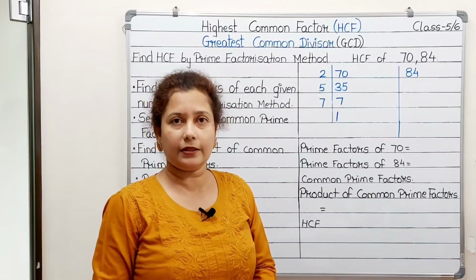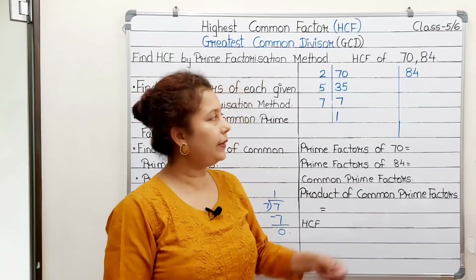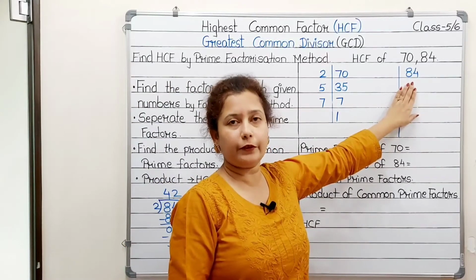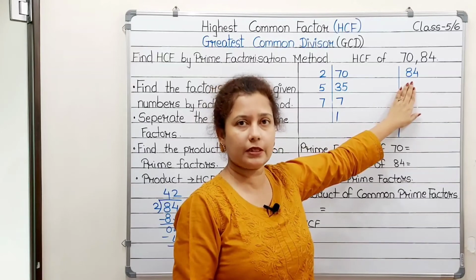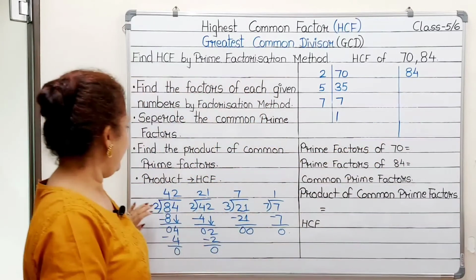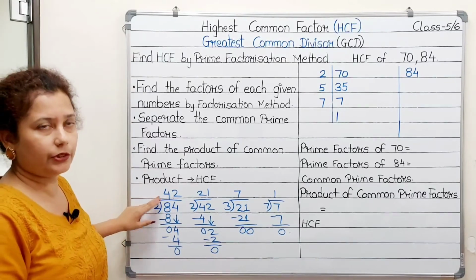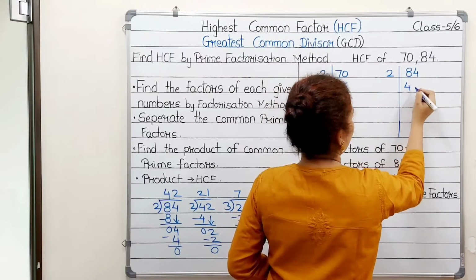When we are getting 1 as the quotient, we will stop here. Next we will find prime factors of 84. So we will divide it by the first prime number, that is 2. 84 is an even number, so it is divisible by 2. When we divide 84 by 2, we get 42 as a quotient. So here we will write 2 and here 42.